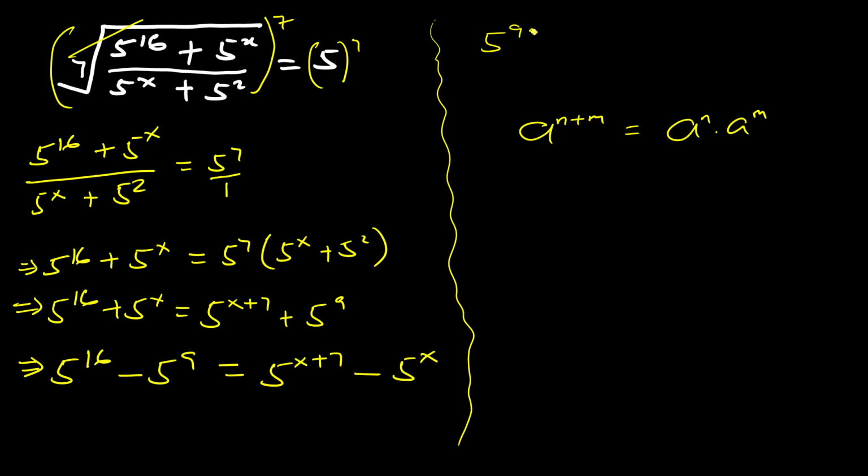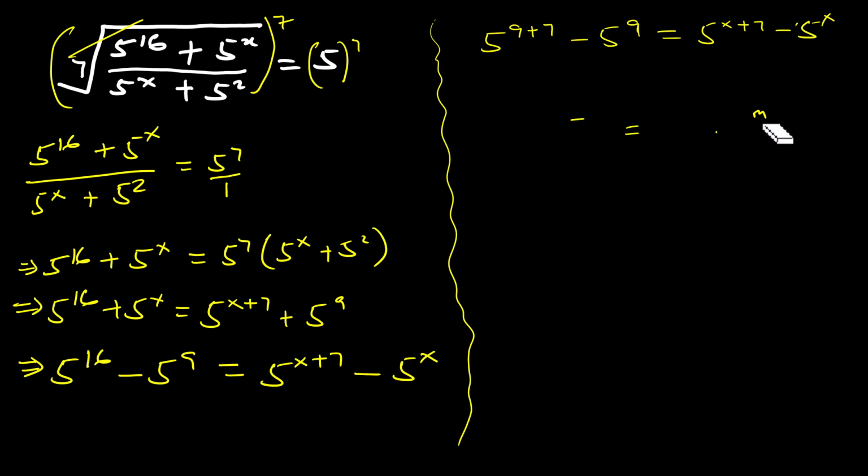So I can rewrite this one as 5 to the power 9 plus 7 minus 5 to the power 9 equals 5 to the power x plus 7 minus 5 to the power x.